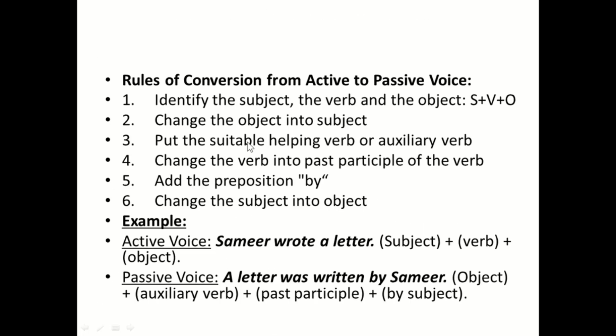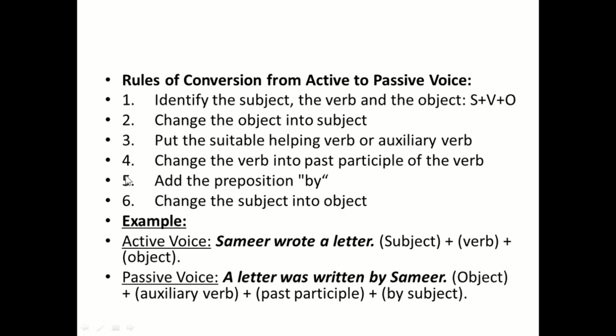Here we have a few rules. Rules of conversion from active to passive voice. Now these rules are for passive. Number 1. Identify the subject, the verb and the object. So the rule is subject plus verb plus object. Number 2. Change the object into subject. Number 3. Put the suitable helping verb or auxiliary verb. Now here helping verb and auxiliary verb are actually the same. Either you call it helping verb or auxiliary verb.